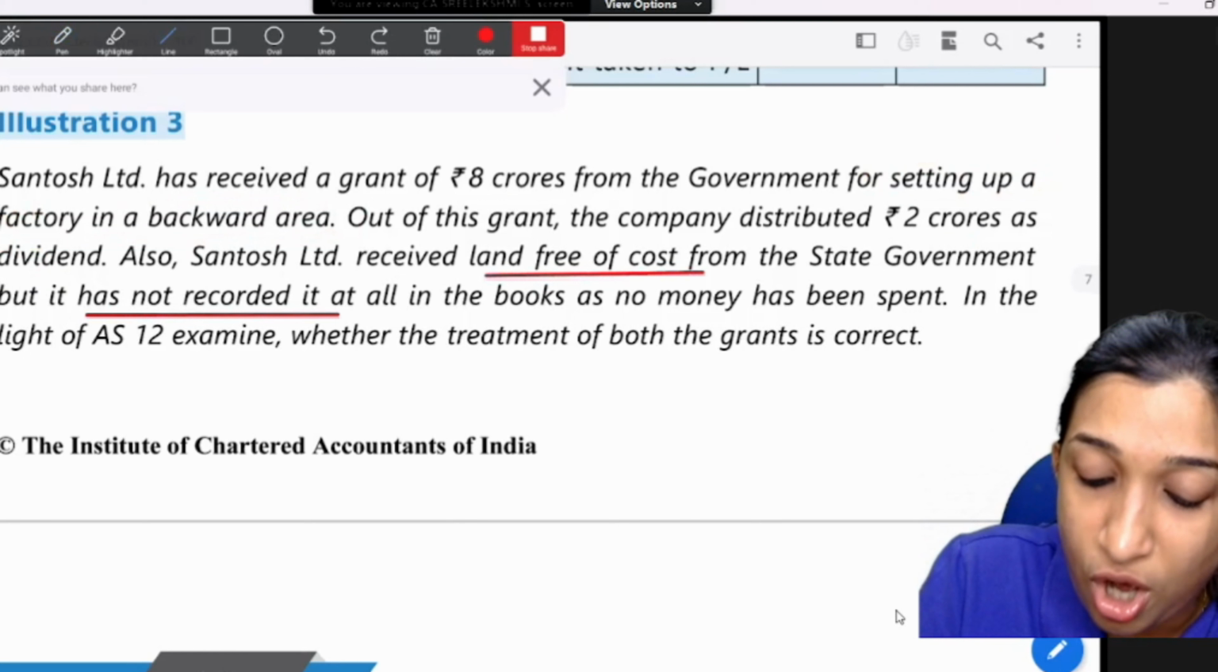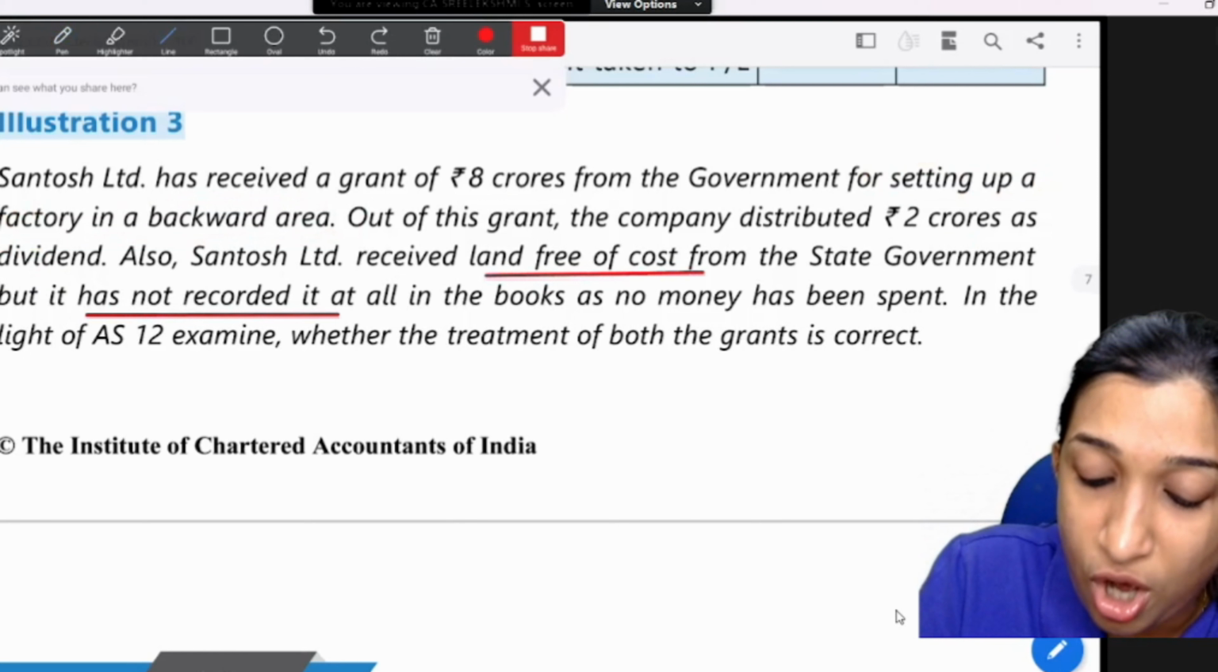So, this monetary grant you received, what is the entry? Bank account debit to grant. Bank to grant will be the entry. Okay, fine. It is clear, bank to grant. Now, for what purpose is this grant received? The accounting is based on for what purpose you received the grant.